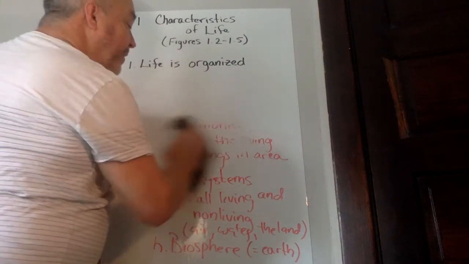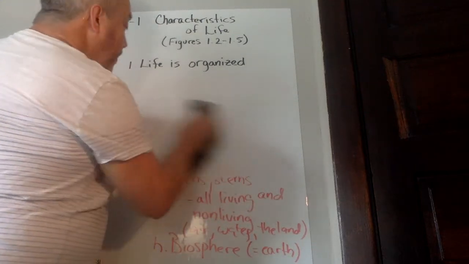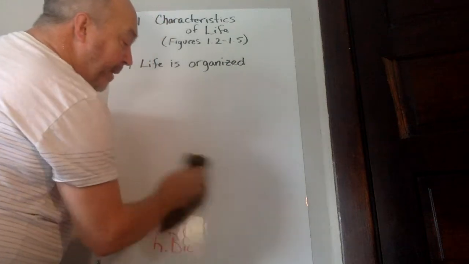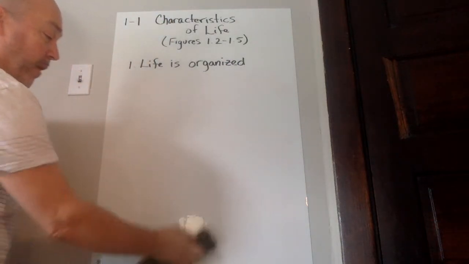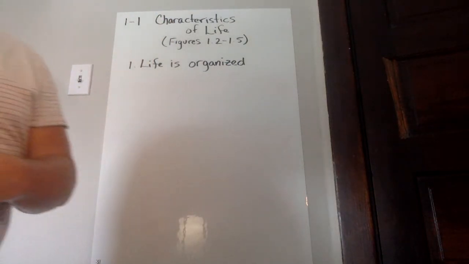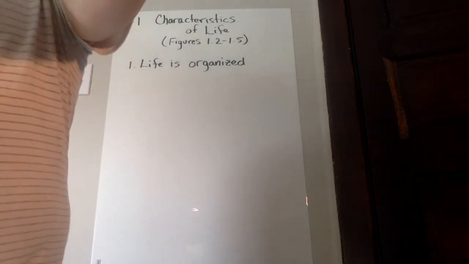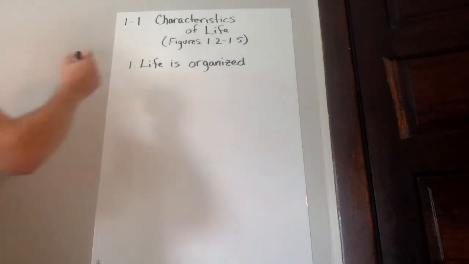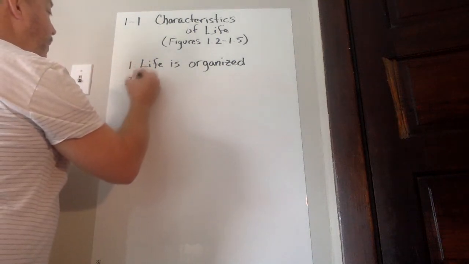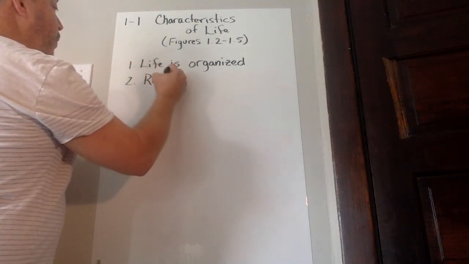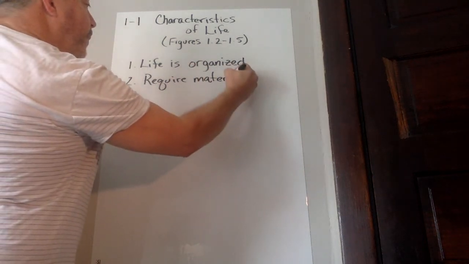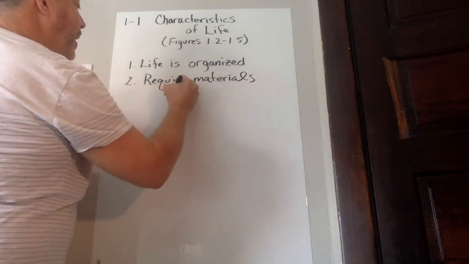There are 6, as I said. So the other 5 are also the subsections of section 1.1. So after you read about the organization of life in the very beginning of section 1.1, you'll then see that the next subsection is living things require materials and energy.